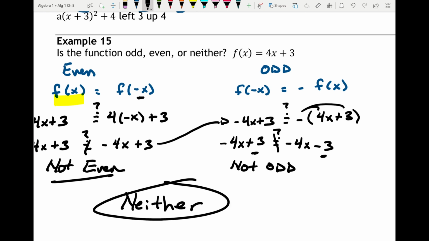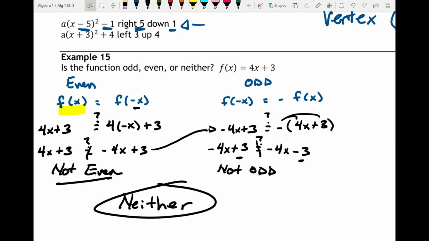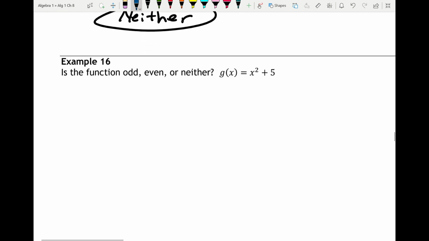Neither even nor odd. Here's a hint for the exponent piece. We have an exponent of degree 1 right there with the x. Thinking about where the even and the odd come into play. All right, that's 15. Let's look at 16.